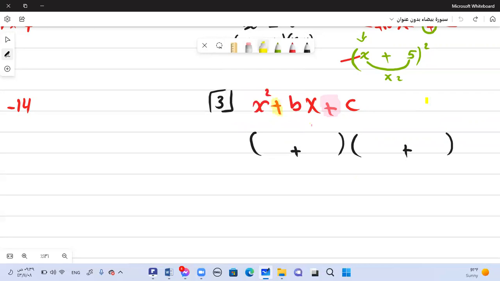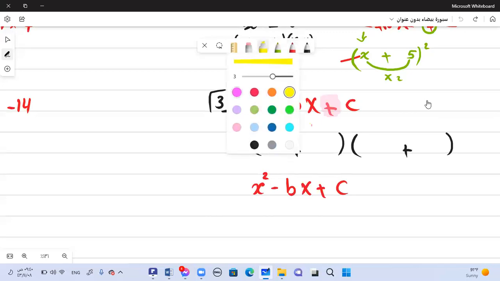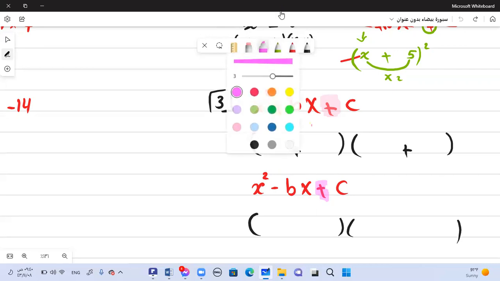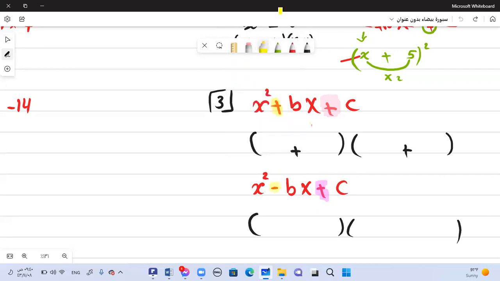Right. If we have another one, x squared minus bx plus c, what is the important idea? What is the third sign? The third sign is very important. If the third sign is positive, we should open the bracket and put the same sign as in the middle term. What about the sign of the middle term here? Negative. So we should put negative inside the bracket. It is a very important idea, it helps you to cancel multiple choices.